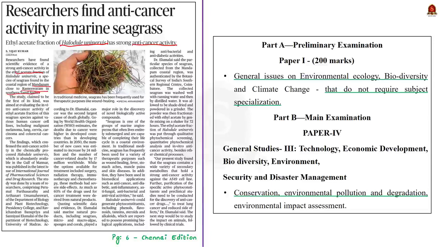So in this context, let us discuss some basics about seagrass, like its habitat in India, its significance, and finally, let's see the threats faced by seagrass. The syllabus for this discussion is highlighted here. Now let's start our discussion.